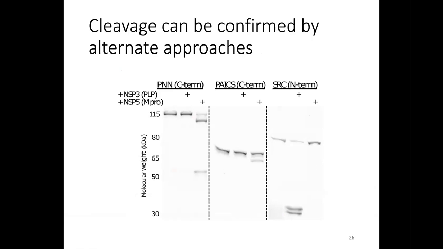We can confirm cleavage in an in vitro system of a number of these proteins. So here, these were expressed in a Leishmania-based lysate system. These were incubated with recombinant either PLP or Mpro, and we can see specific cleavage in this in vitro system. And actually, in two of these cases, PIN1 and SRC, we actually find extra cleavage sites, which were not detected by our initial N-terminomics approach.